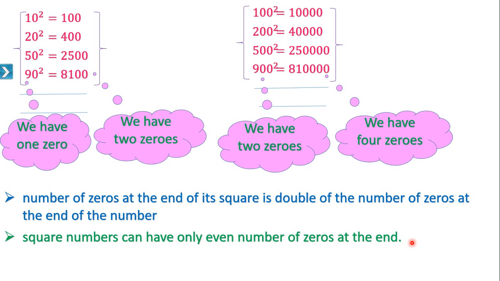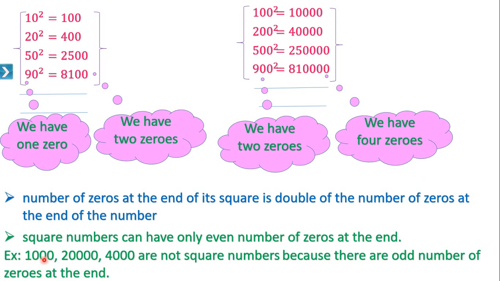So if we have an odd number of zeros at the end of a number, can we say they are not perfect squares? Yes. If the number of zeros at the end of a number is odd, then we can say the numbers are not perfect squares. For example, 1000 has 3 zeros at the end. So it is not a perfect square because we have an odd number of zeros.